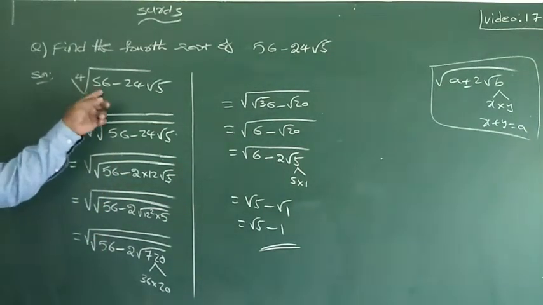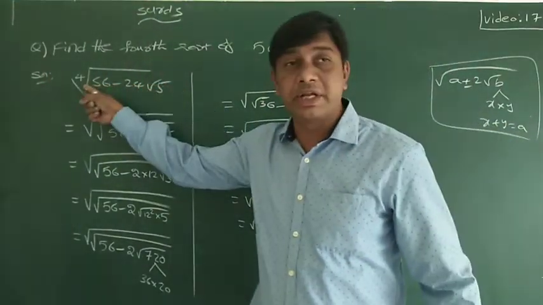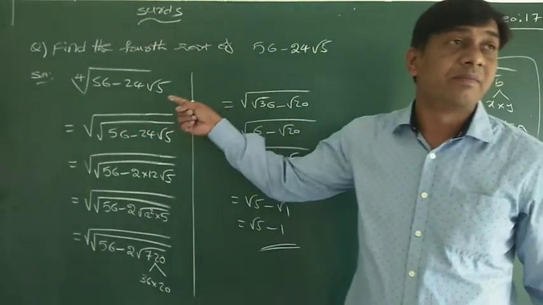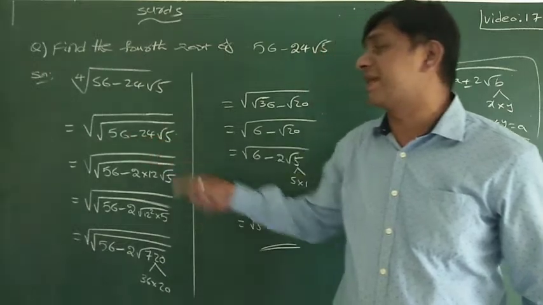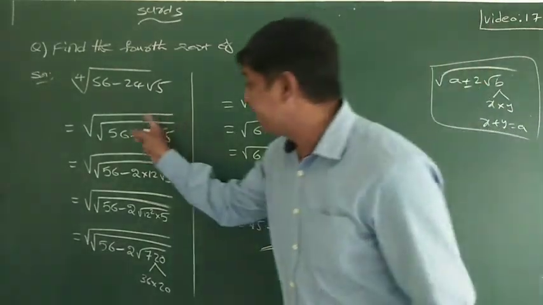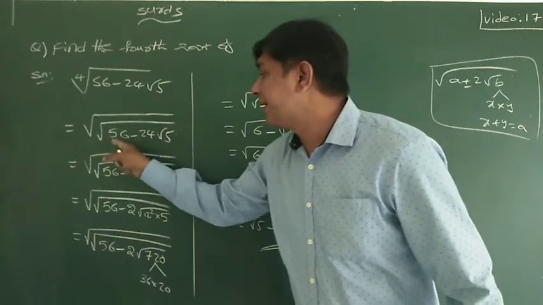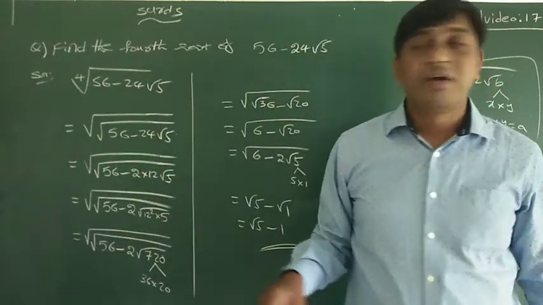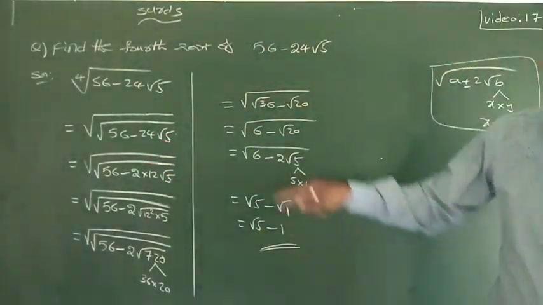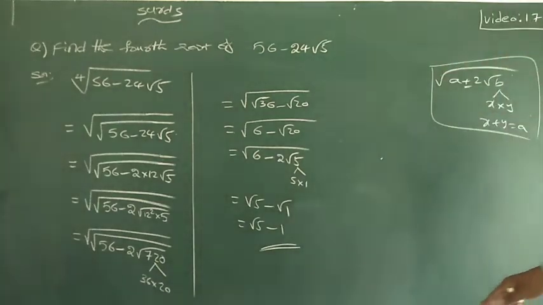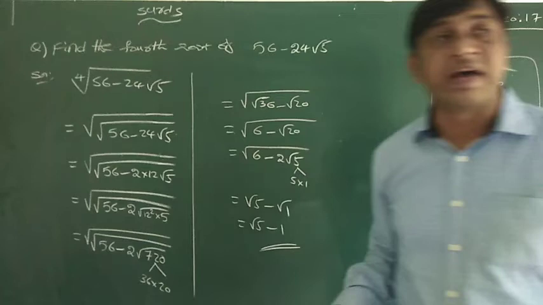See here, once again I am repeating: fourth root of 56 minus 24 into root 5. To find out the fourth root, I don't have a direct procedure. So fourth root I am writing as a square root of square root of 56 minus 24 root 5. First inside, I am going to simplify this one. To find out the square root, we require 2 as a rational factor, but here 24 is there. So 24 I wrote as 2 into 12 into root 5.